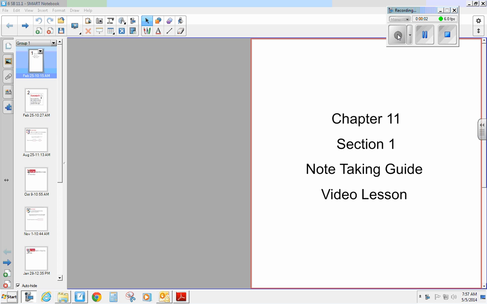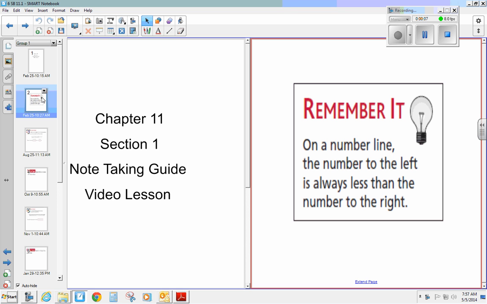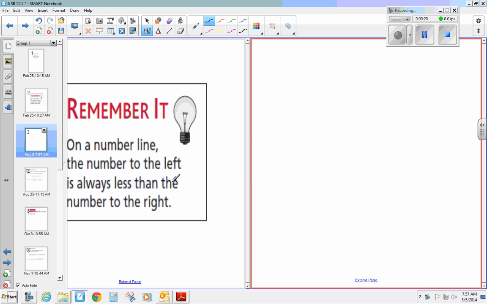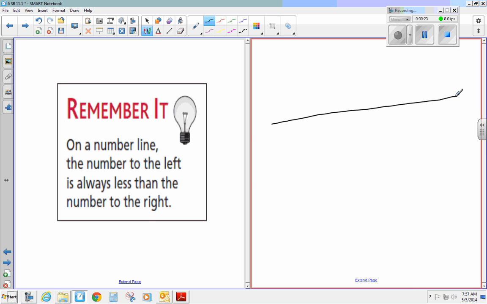Welcome to Chapter 11, Section 1, Ordering Integers. To begin with, let's remember that on a number line, the number to the left is always less than the number to the right. So if we recall what a number line looks like, it's a pretty straight line. You might be able to draw a better one than I just did. And usually zero's in the middle. And then there's all these little dashes that represent a certain scale.